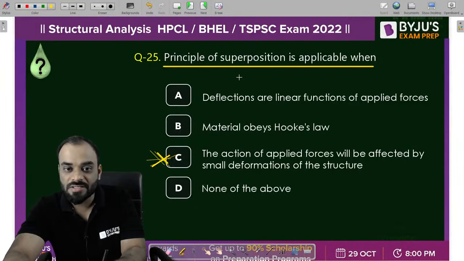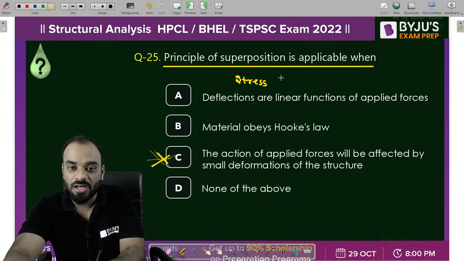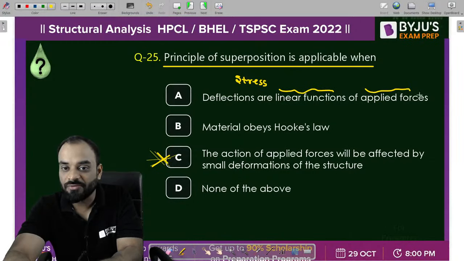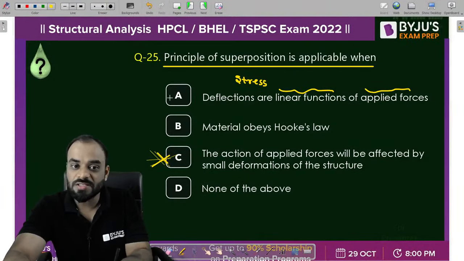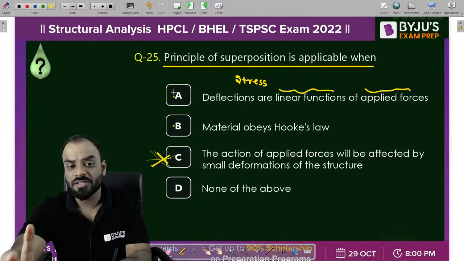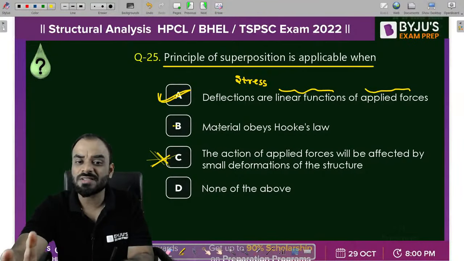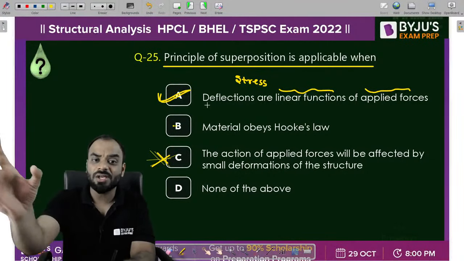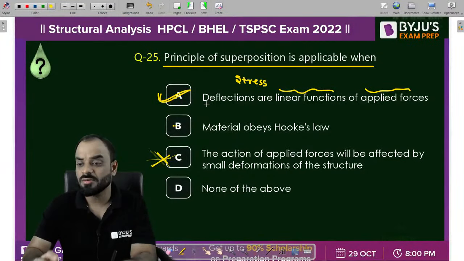That means our stress function should have a linear relationship with the applied force, right? That's why guys, either you can take A or B, both are correct answers. But if you have to choose a single answer, I recommend you guys kindly take A, not B, right? Because this is the assumption and this is the main criteria of the principle of superposition. So we need to take the main criteria only.